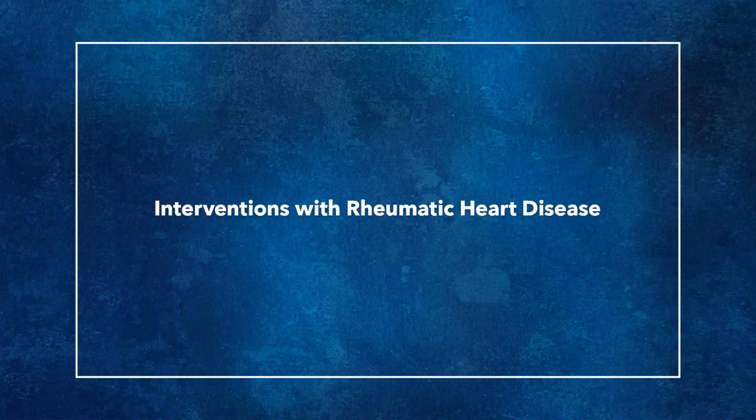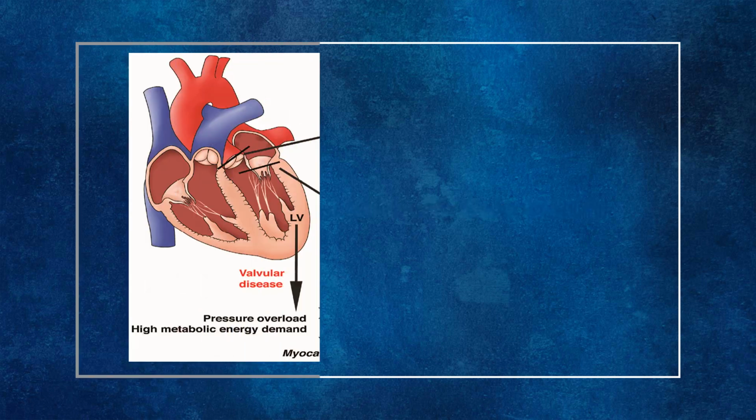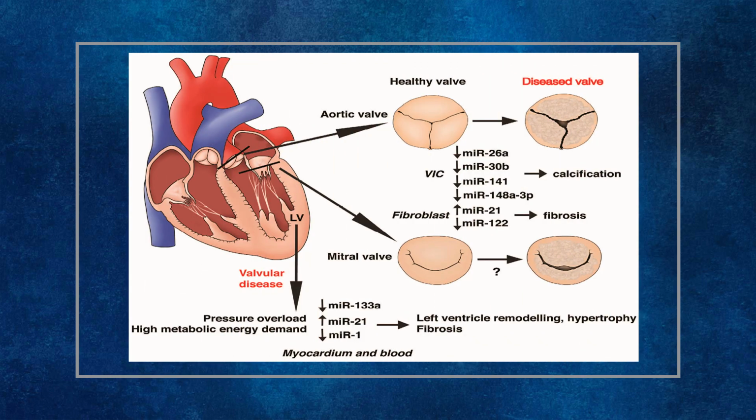Next is interventions with rheumatic heart disease. Providing anti-streptococcal therapy, controlling clinical symptoms, and screening children are all part of the management of people with acute rheumatic fever. All acute rheumatic fever patients should have a 10-day course of penicillin in the acute stage, just as they would if they had a group A streptococcal infection.